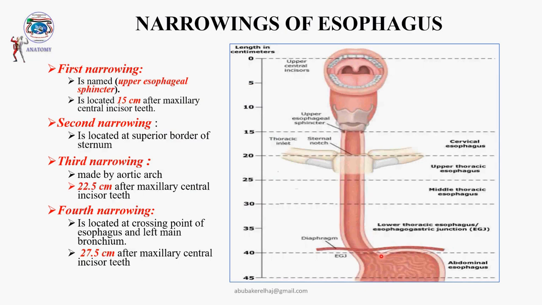Then finally we have the fourth narrowing, which is located at the crossing point of the esophagus and the left bronchus. As you know, the left bronchus has an oblique course, and along this course it crosses anterior to the esophagus, and there is a little bit of obstruction, narrowing and compression in this area, about 27.5 centimeters from the maxillary central incisors.